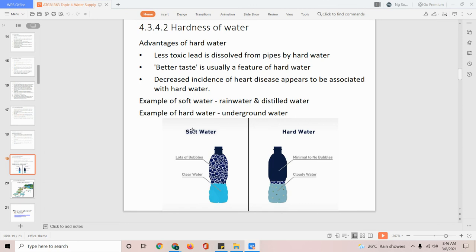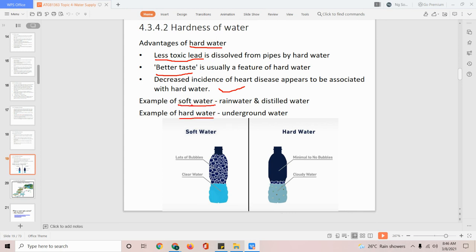Okay, but there are some advantages to hard water. It's less toxic: lead is not dissolved from pipes by hard water because it's already full of minerals. And then you have better taste because it contains the required minerals. And then there are some health-related advantages.